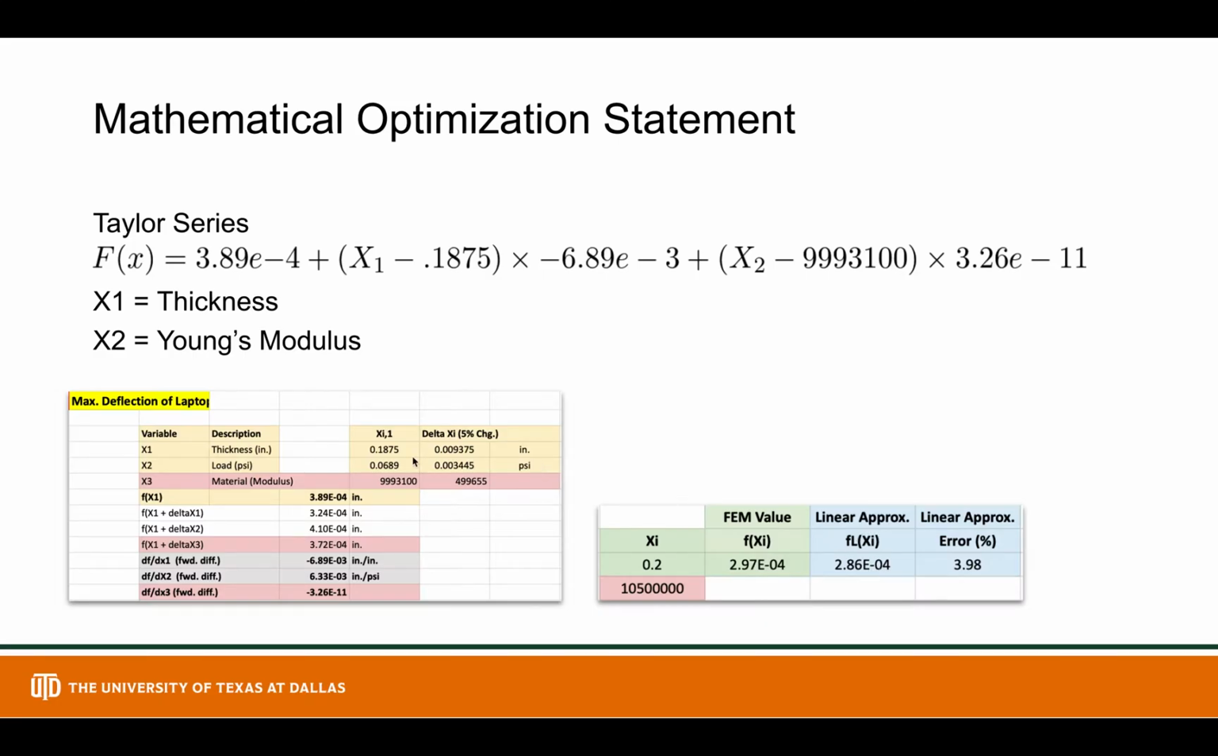approximation. So here you can see the thickness, and then you can see the load, which we didn't use, and then you can see the modulus, the original values for that, and then we did a delta of 5% in order to get to our linear approximation. And then here on the right, you can see the comparison with the FEM results using a test point of 0.2 and 1.05e7.